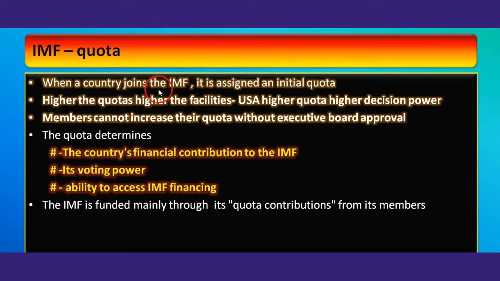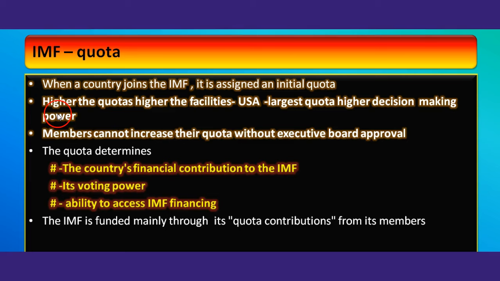When a country joins the International Monetary Fund, it is assigned an initial quota, and this quota determines the country's financial contribution to the International Monetary Fund, its voting power, and its ability to access IMF financing. The higher the quota, the higher the facilities. The United States currently has the largest quota and has higher decision-making power. Remember, members cannot increase their quota without executive board approval.